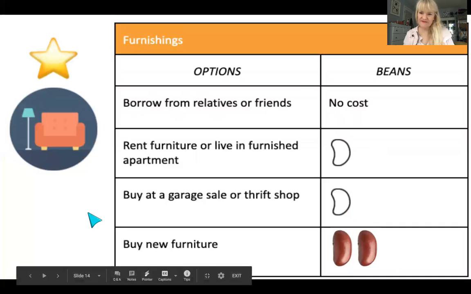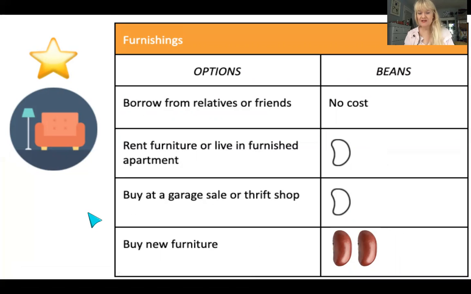This category is furnishings, and because it has a star, you do have to make a choice. But again, there is a no cost option. For furniture, you can borrow furniture from relatives or friends, and you know what? Sometimes they'll even give you things for free that you don't have to give back. I have so much furniture in my house, guys, that my parents have given me or that friends have given me that I didn't have to pay for.